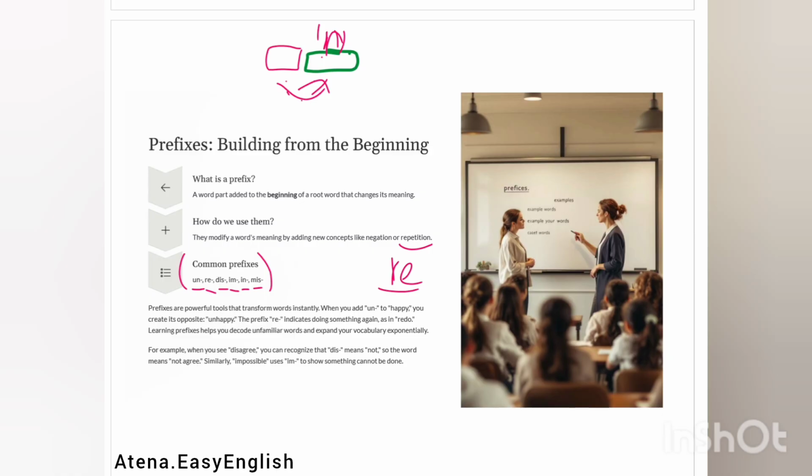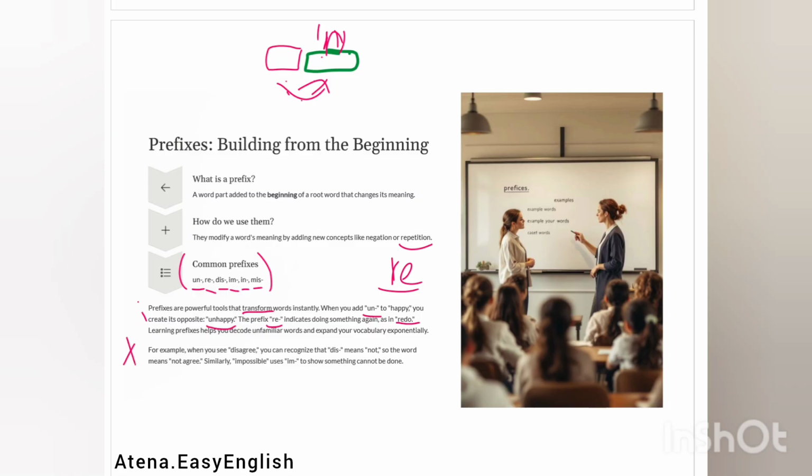So prefixes are powerful tools that transform words instantly. When you add un to happy, you create its opposite, unhappy. The prefix re indicates doing something again, like redo, rewatch. Learning prefixes helps you decode unfamiliar words and expand your vocabulary exponentially. So it's really important. When you know prefixes, it means you can know more words and their meanings.